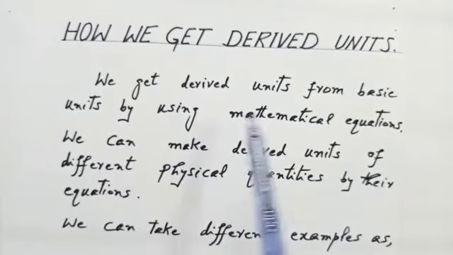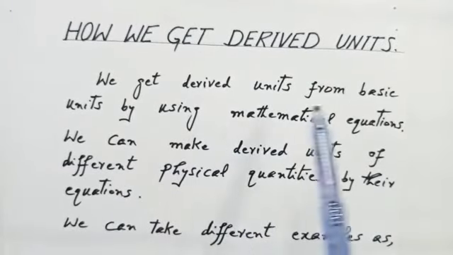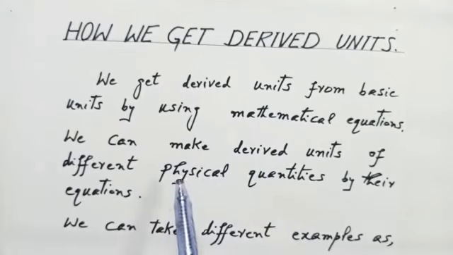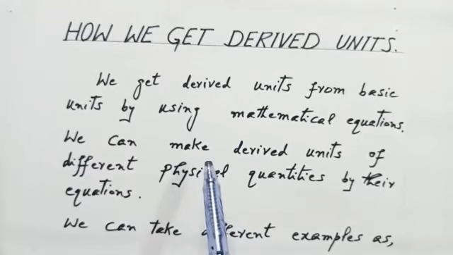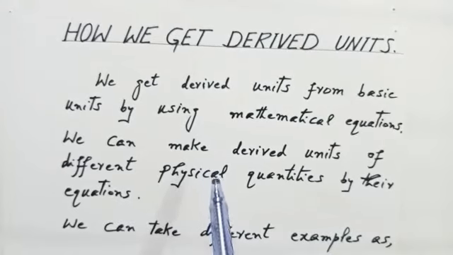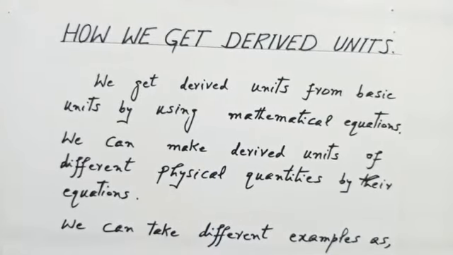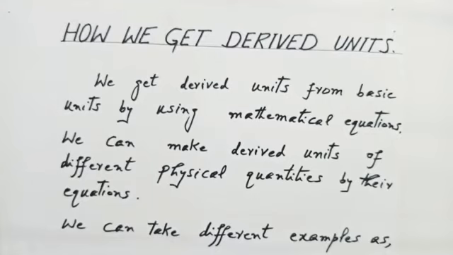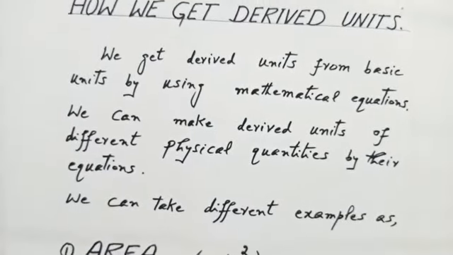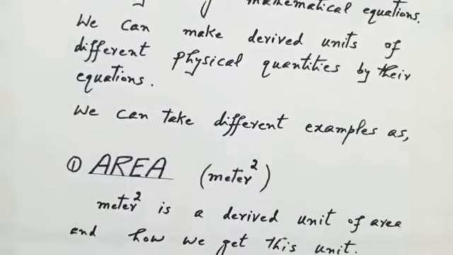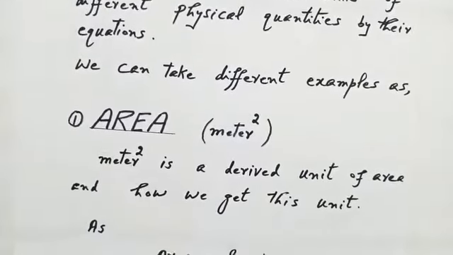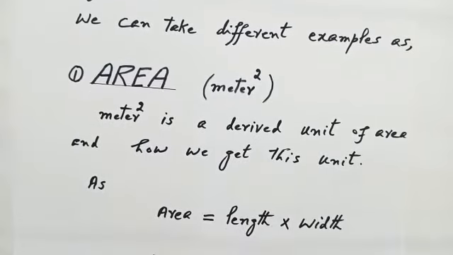Next is how we get the derived units. We get the derived units from the equations. Every physical quantity has its own equation, so from that equation we get the derived unit of that physical quantity. Here are given different examples of how we get the derived units. First is the area. Area is a derived quantity. How do we get the derived unit of area?